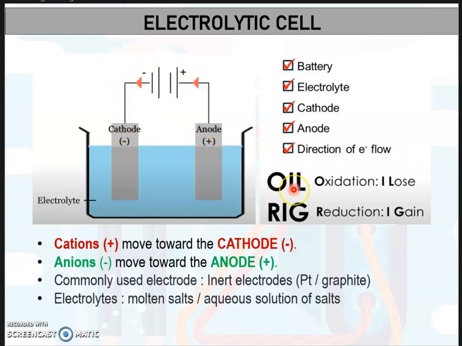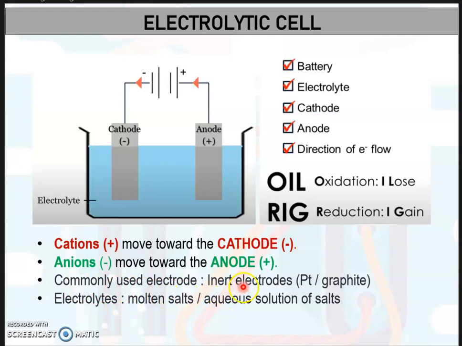It shows the same thing. Oxidation is losing electron. Reduction is gaining electron. Again, the same thing. Cation moves toward the cathode. Cation is positive. Ion will move to the negative electrode. Anion, negative ion, will move to the positive electrode, which is the anode.